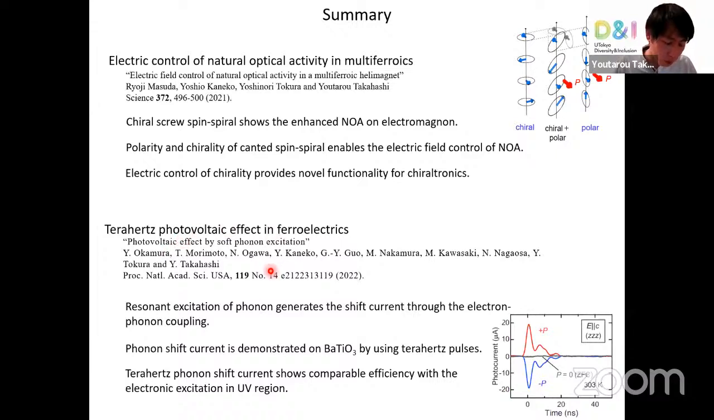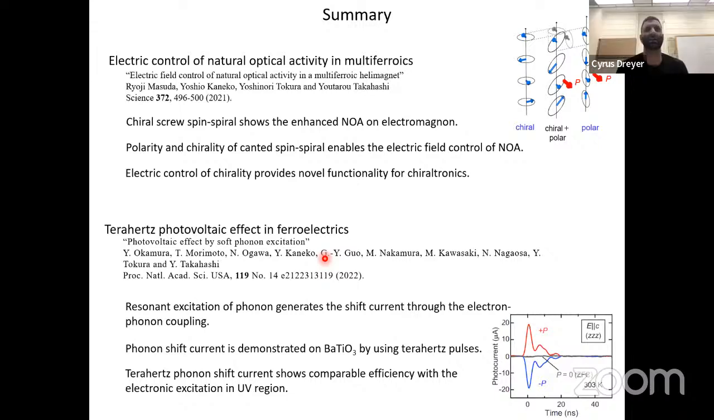And in the second half of this talk, I talked about the photovoltaic effect. I think this is a very promising effect for a terahertz detector, because in the terahertz region we don't have a sensitive terahertz detector, so we have to use a liquid helium cooled bolometer to get high sensitivity. The sensitivity strongly depends on the material, but I think this effect can be used as a terahertz detector. Okay, very exciting. Very exciting. Cyrus, would you like to ask something?